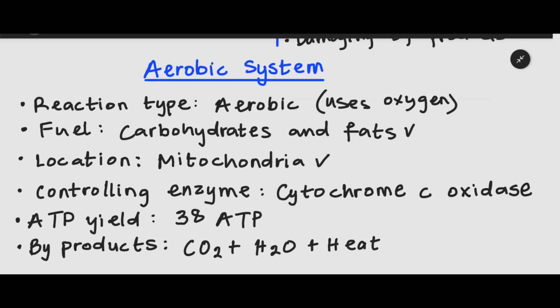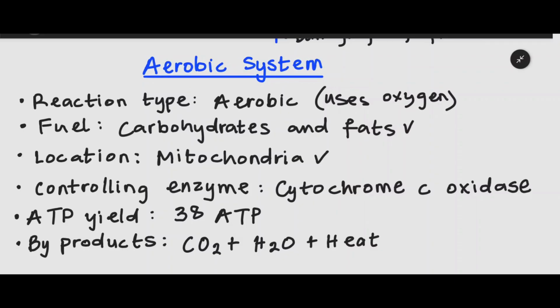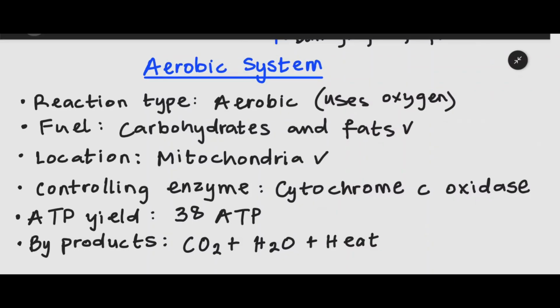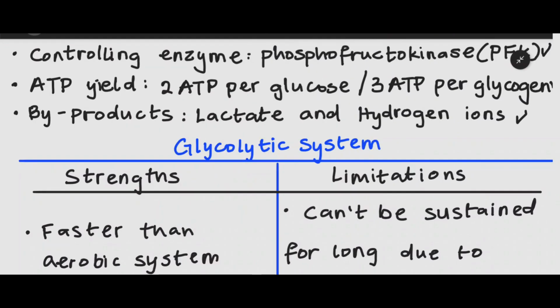And the ATP yield is 38 ATP molecules. 38 ATP molecules is actually the yield for carbohydrates. So we can say 38 ATP per glucose because we get glucose from carbohydrates, or you could also say glycogen there as well. And this is really amazing because that is around the minimum. If you use fat, you can get a lot more ATP yield from the aerobic system. And the byproducts of the aerobic system are carbon dioxide, water, and heat.